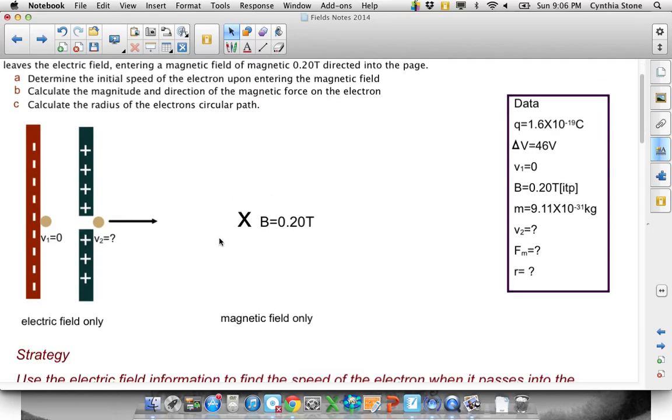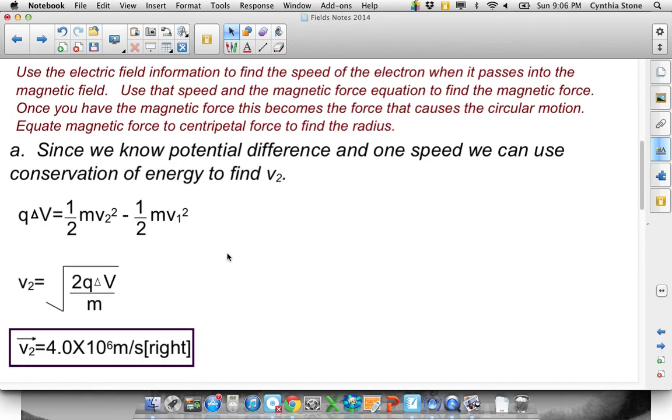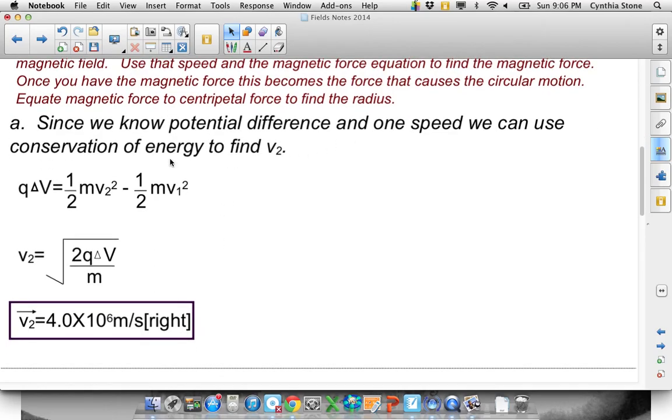So, strategy. Use the electric field information to find the speed. Use that speed to find Fm. And then from there, you say Fm has got to be equal to Fc, centripetal force, and solve for r. Okay? So part A, since we know the potential difference and one speed, we can use conservation of energy to find V2. So there's our formula. We learned it a couple days ago. Solve for V2. You can pause, but I'm going to move on.